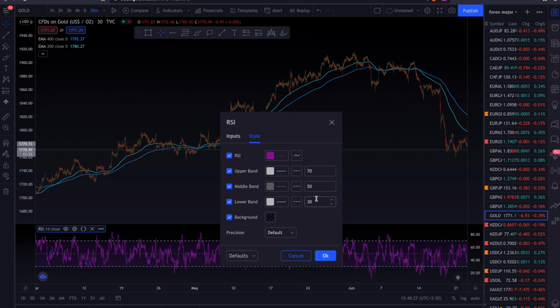And if there is a bearish market, then you can keep the lower band at level 20 and the upper band at level 60. So this is how you have to change the settings of RSI, or if you wish, you can also use the 5% rule, which I told you earlier.